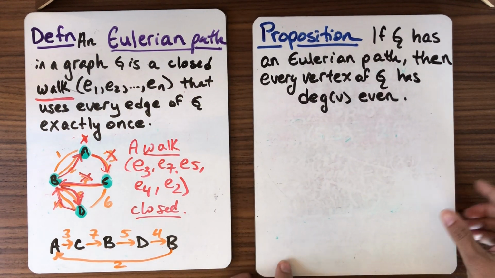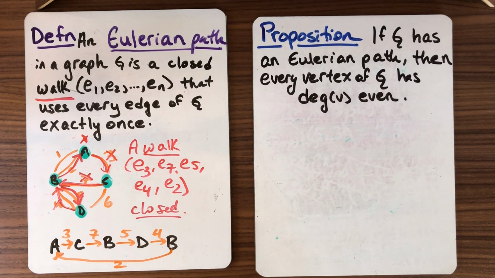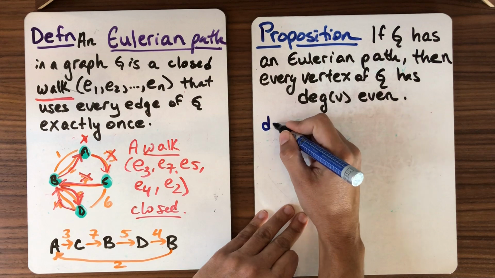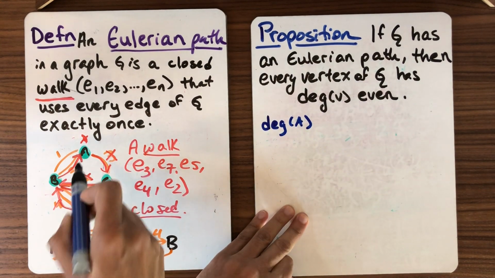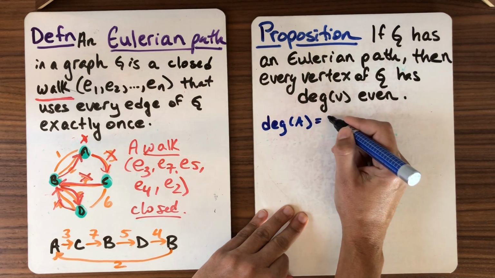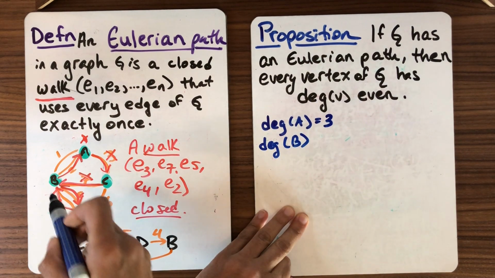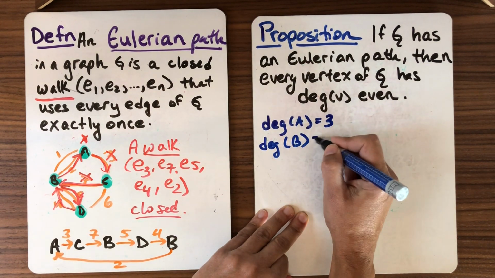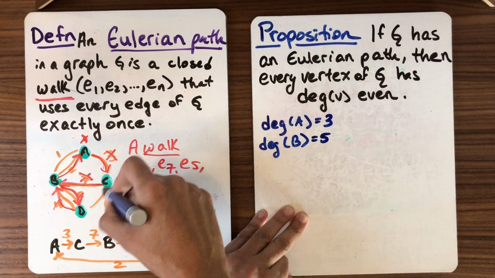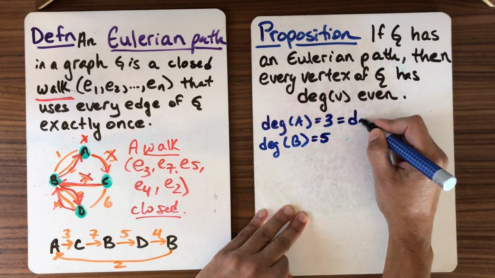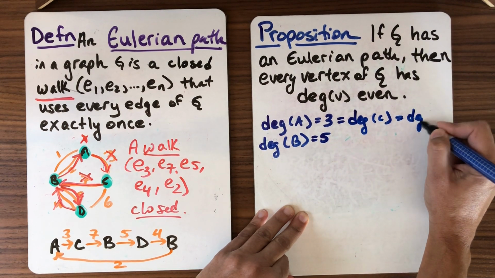It says the following: if G has an Eulerian path, then every vertex has even degree. What's the degree? The degree is the number of edges that come out. Over here, I can make a list of my degrees. The degree of A is 1, 2, 3. There are 3 edges adjacent to A. The degree of B is 1, 2, 3, 4, 5. And the degree of C and D are also 3.